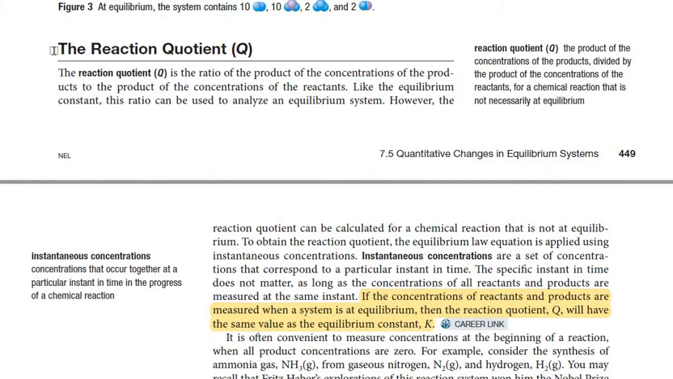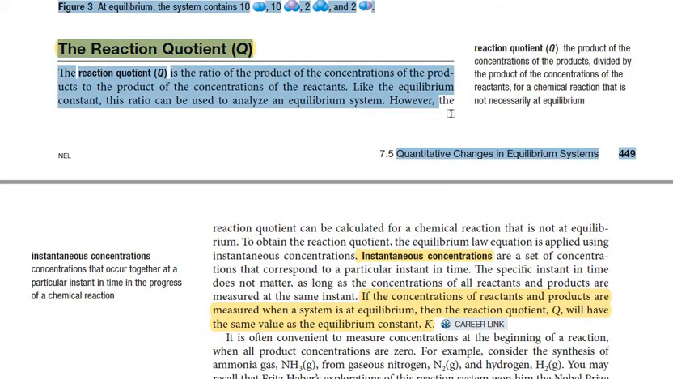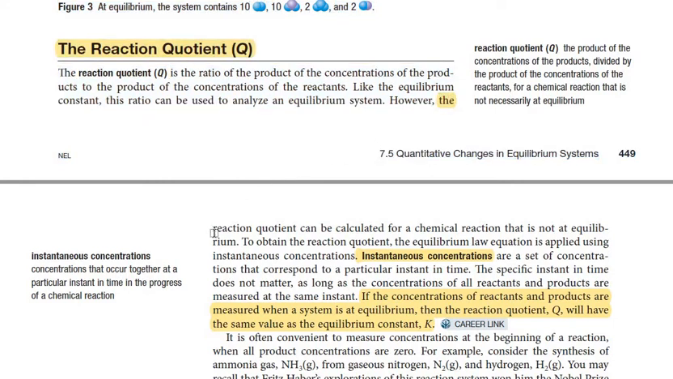So when we are talking about the reaction quotient, it means that we do the same thing, but it doesn't matter if it's at equilibrium or not. And instead of equilibrium concentrations, we have instantaneous concentrations. So the reaction quotient can be calculated for a chemical reaction that is not at equilibrium.